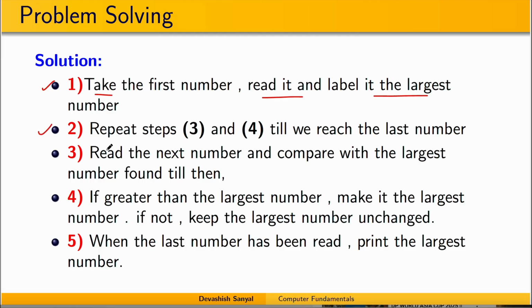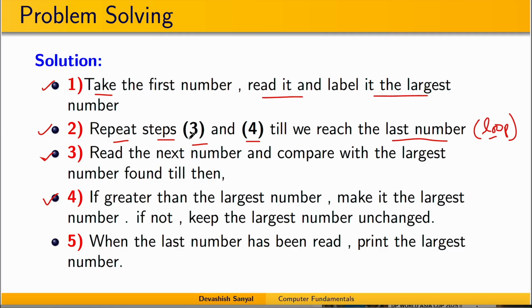The second step is repeat steps 3 and 4 till we reach the last number. This is typical of a loop. In a computer program, there is something called a loop. That is, you have to do something repeatedly till a certain condition is satisfied. So that is called a loop. So you have to enter a loop here. These steps 3 and 4 are part of the loop.